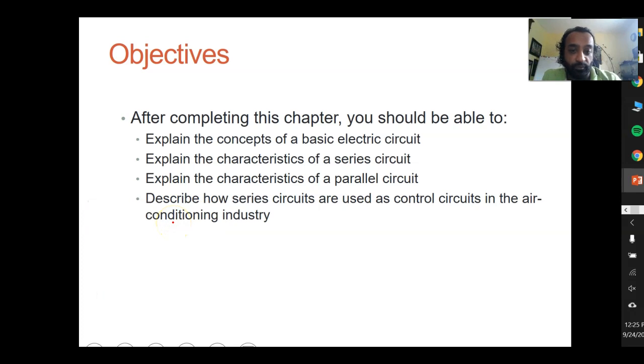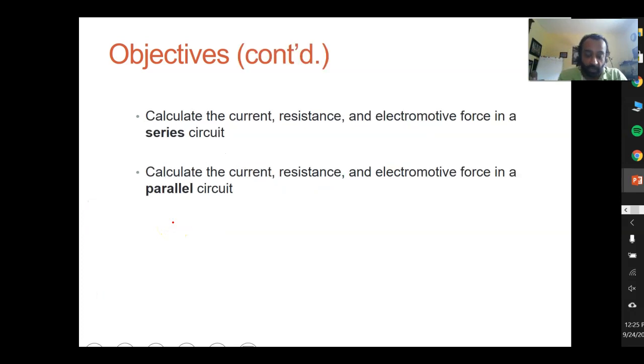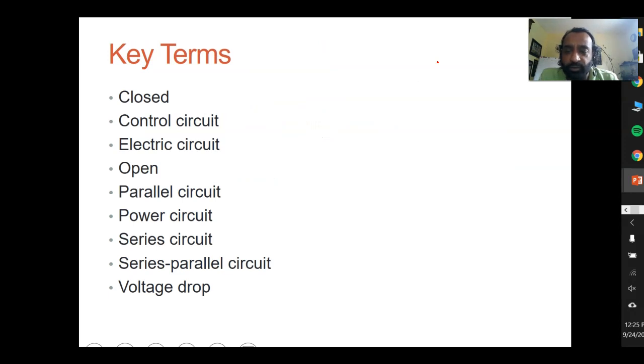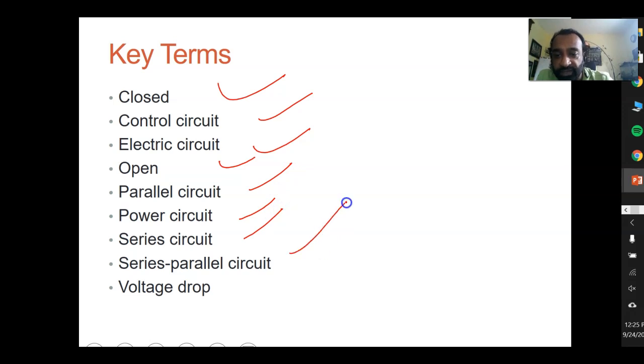Okay, so move on. So again, our objectives: we calculate the current, resistance, and electromotive force, which is voltage, in series circuit, and do the same thing for parallel. And the main thing that I would like you to remember is how to recognize a series circuit from a parallel circuit. Some of the terms we'll talk about: closed circuit, control circuit, electric circuit, open circuit, parallel, power circuit, series, combination, which is series parallel circuit, and also voltage drop.